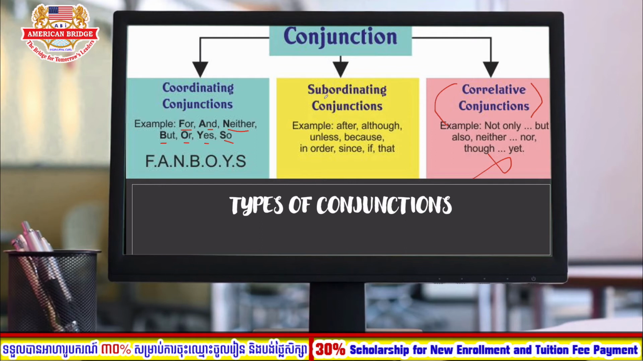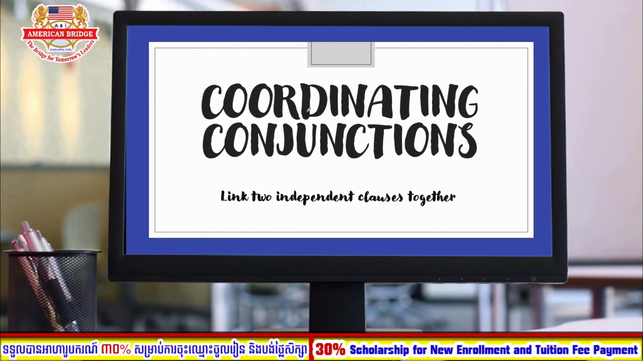Another type of conjunction is subordinating conjunctions. We have the words after, although, unless, because, in order, since, if, and that. So these are the important types of conjunction. So let's look at the differences between these 2 major types of conjunctions. Let's start with the coordinating conjunction. Remember, coordinating conjunction is used to link sentences together. But we have talked about clause already. So coordinating conjunction is used to link 2 independent clauses together.